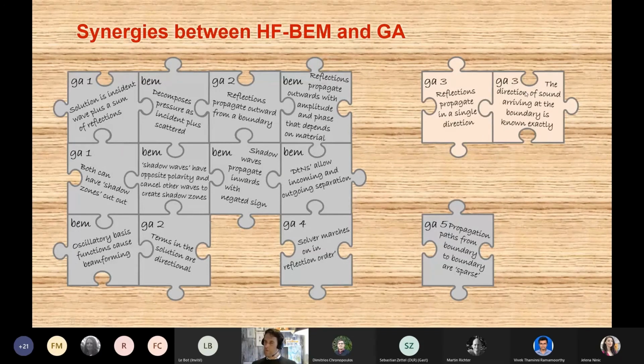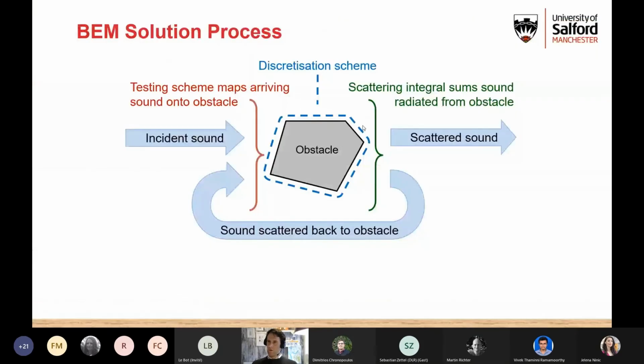But the more important point here is that the direction of the sound arriving at the boundary is known. So let me just see if I can explain what I mean there. So here's our BEM solution process again. So far, I've been talking about the scattering integral on the right-hand side. If you put certain oscillatory basis functions into the discretization scheme, what do you get scattered? Do they look like beams? The second question is, can you actually map the incoming sound on the left onto things that look like that, onto these oscillatory basis functions? What does that mean?